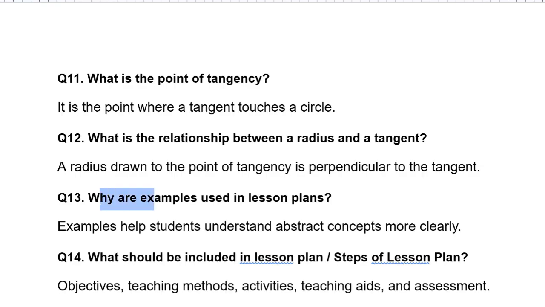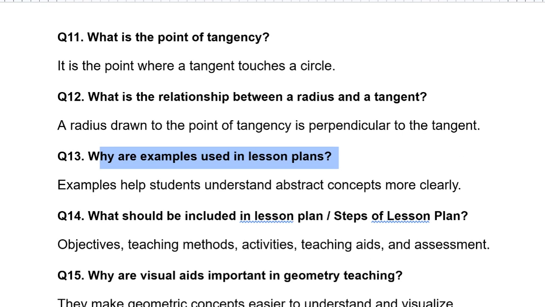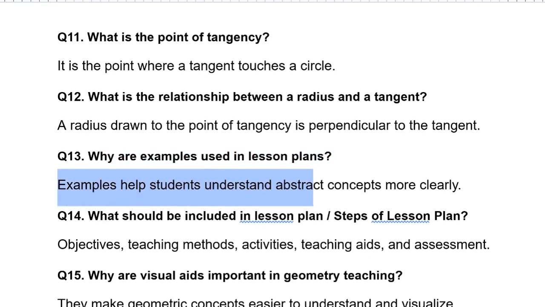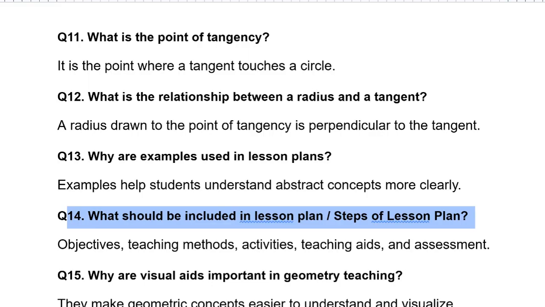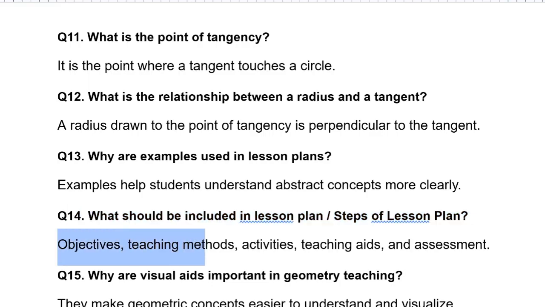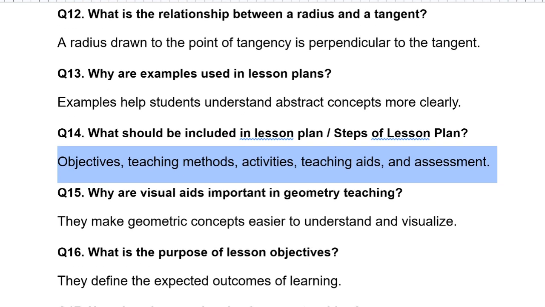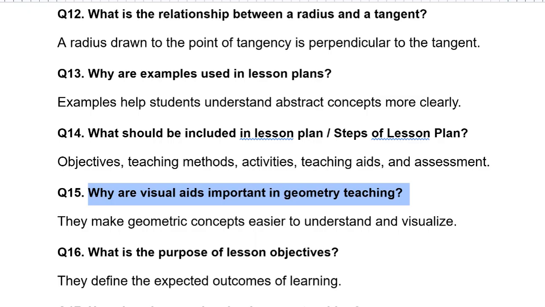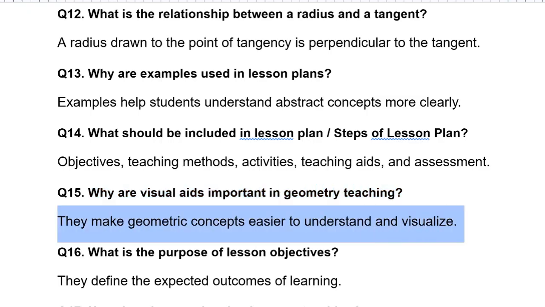Why are examples used in a lesson plan? Examples help students understand abstract concepts more clearly. What should be included in a lesson plan, or what are the steps of a lesson plan? Objectives, teaching methods, activities, teaching aids, and assessment. Why are visual aids important in geometry teaching? They make geometric concepts easier to understand and visualize.